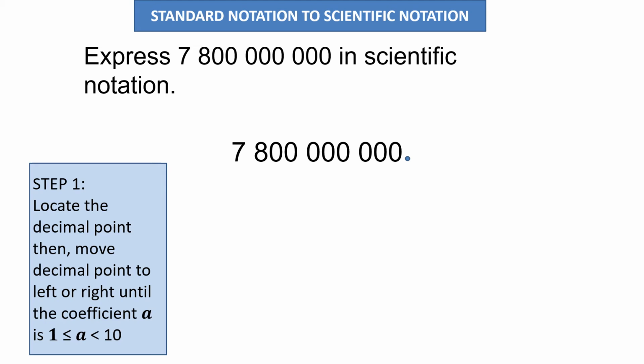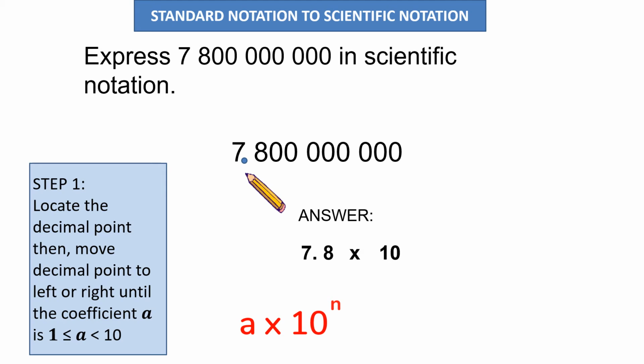Then we will move the decimal point to the left and place it between 7 and 8, so that our A will be 7.8, and 7.8 is less than 10. So we now have 7.8 times 10.